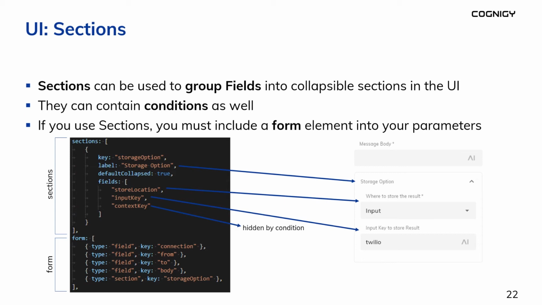And if we look at the section here, actually let's look at the form first. If you look at the bottom 2 fields of the form, we have a field with the key body, and we have a section of storage option. Now, if you look on the right side, you can see the message body field, and then comes the section, which is the storage option section. And this section is defined on top of the form element here, and it contains 3 fields: store location, input key, and context key. Now here we're only seeing store location and input key because the context key parameter has been hidden by a condition. So this one would really only show up if the store location wouldn't be input, but context. So again, we can use sections to group fields in the node editor UI.